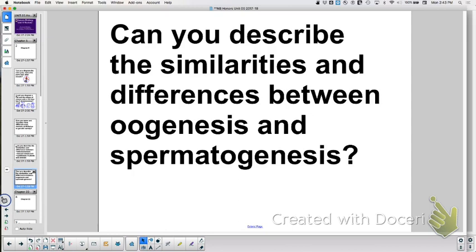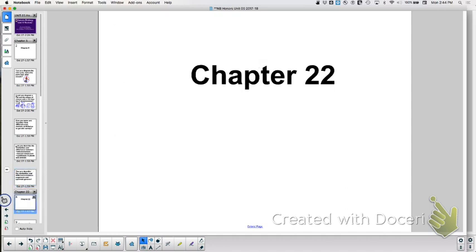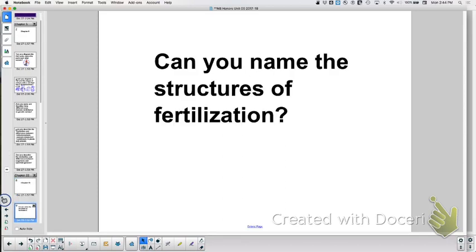Cytokinesis. Prophase 2. Metaphase 2. Anaphase 2. Telophase 2. Cytokinesis. We have 1, 2, 3, 4 cells, and they are haploid. Yes? Good? All right. Done? Okay. Chapter 22.